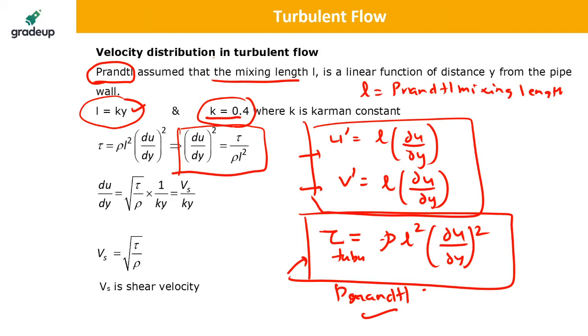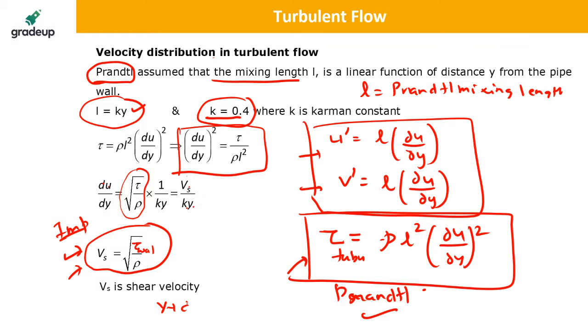Now if you take the square root, you will get du by dy equal to root of tau by rho times 1 by ky. This root of tau by rho is called the shear velocity in the turbulent flow. So the shear velocity in the turbulent flow is equal to root of the wall shear stress divided by the density. It is a very important relation. So du by dy we have got as Vs by ky, shear velocity divided by k into y.